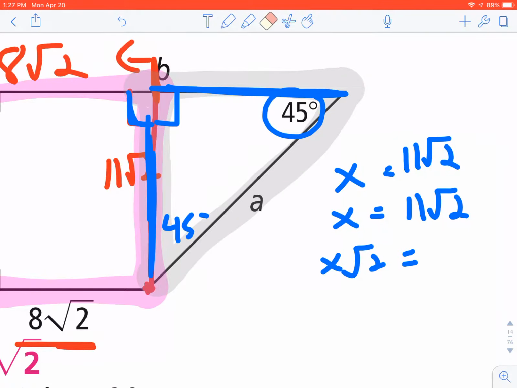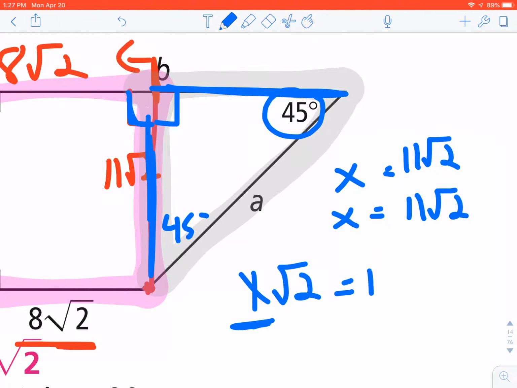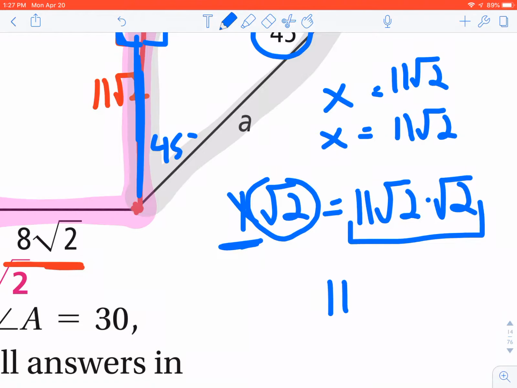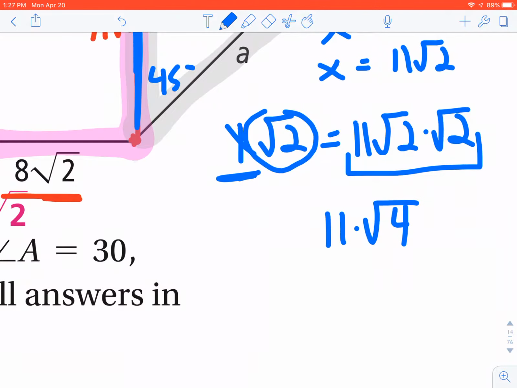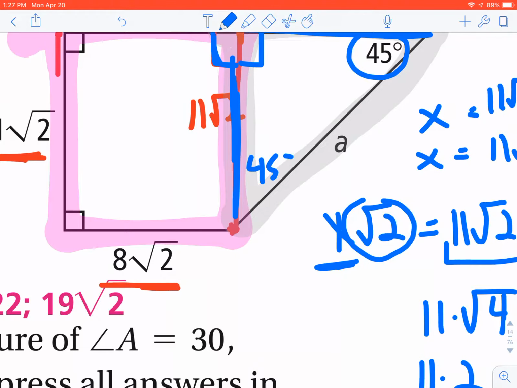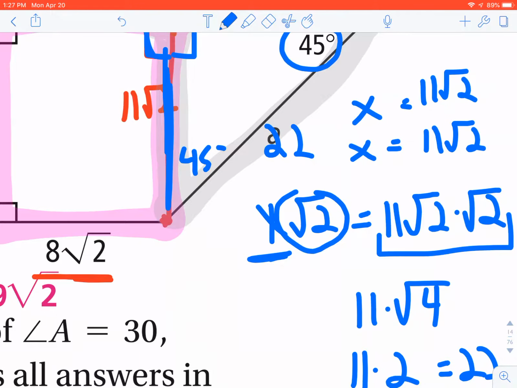And to figure out the hypotenuse, which is what they're asking for in A, I take whatever the leg is, the whole leg is 11 radical 2, and I attach to it a radical 2. This is the length of the hypotenuse. Now I can clean it up. 11 times radical 2 times radical 2 is radical 4. The square root of 4 is 2, and 11 times 2 is 22. So A's value is 22 units long.